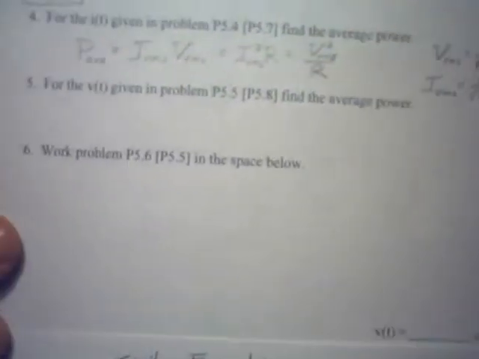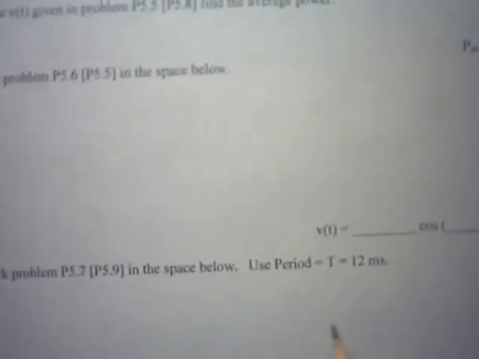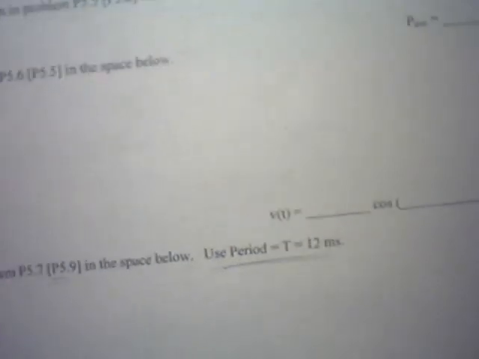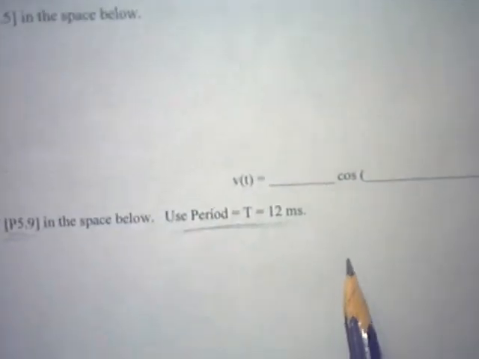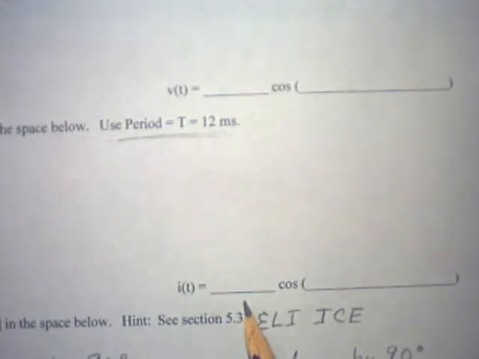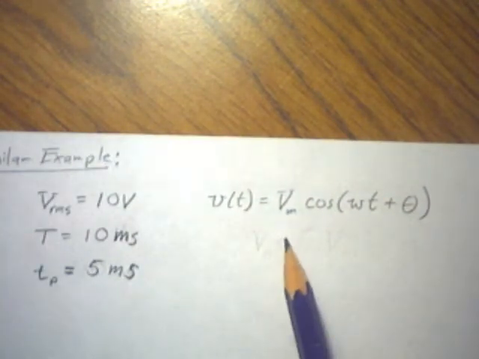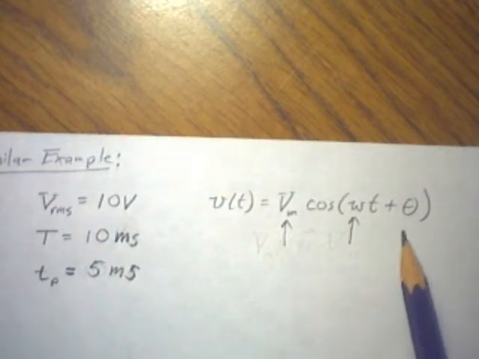And problem number 6 and problem 7, I'm going to work an example problem like these on a separate page in a moment. I just want to make sure that if you're using version 4 of the textbook, you be sure on this problem to use a period of 12 milliseconds. You're asked to find the voltage and the current in terms of a cosine function, and that means that what you're really looking for is the peak value, the angular frequency, and the phase.